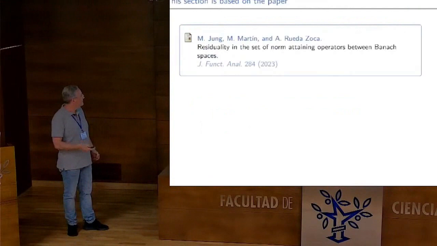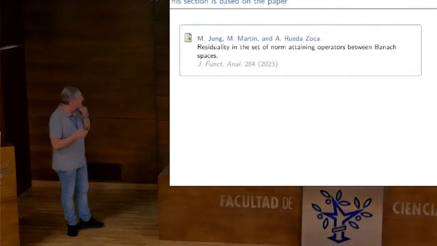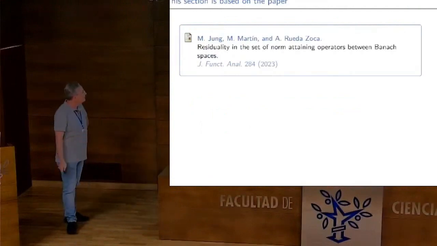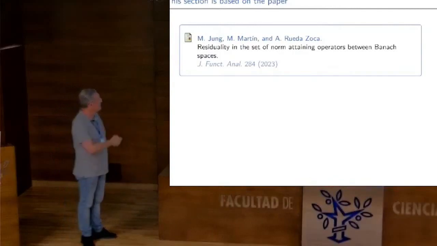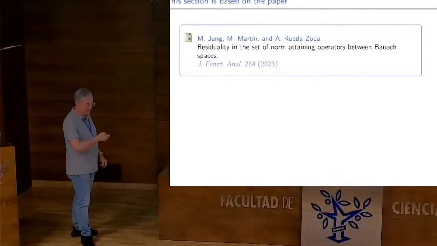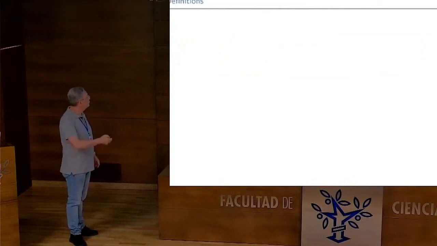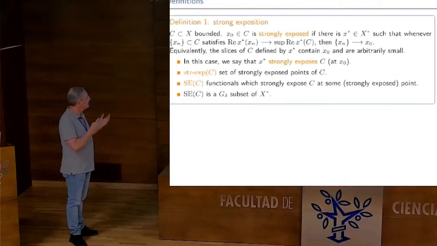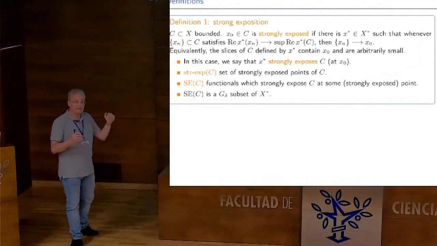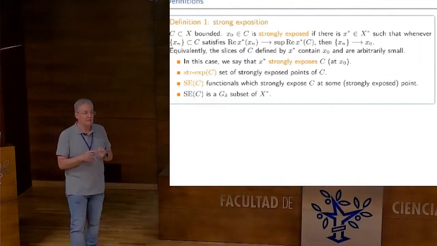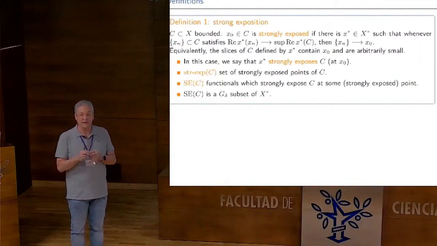Okay. So this section is based on this paper with Minggu Jung and Abraham Rueda-Zoca. It was published last year in the Journal of Functional Analysis. Let's go to the definition related to RNP. Yesterday I spoke about RNP in terms of the diameter of slices.